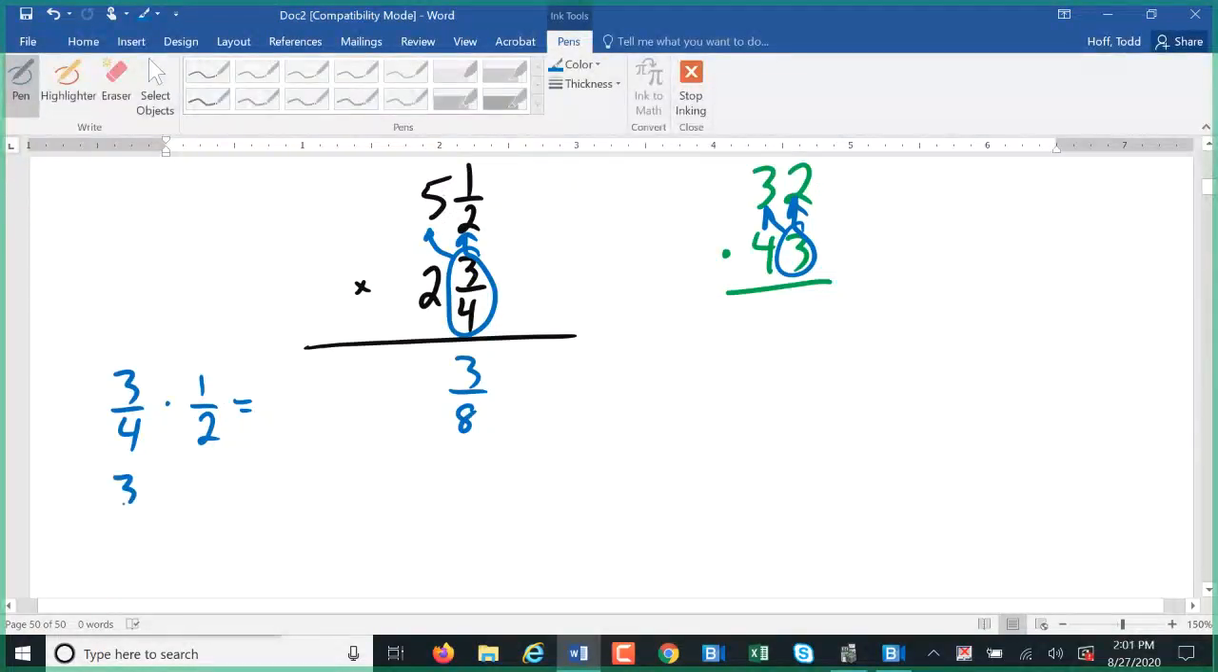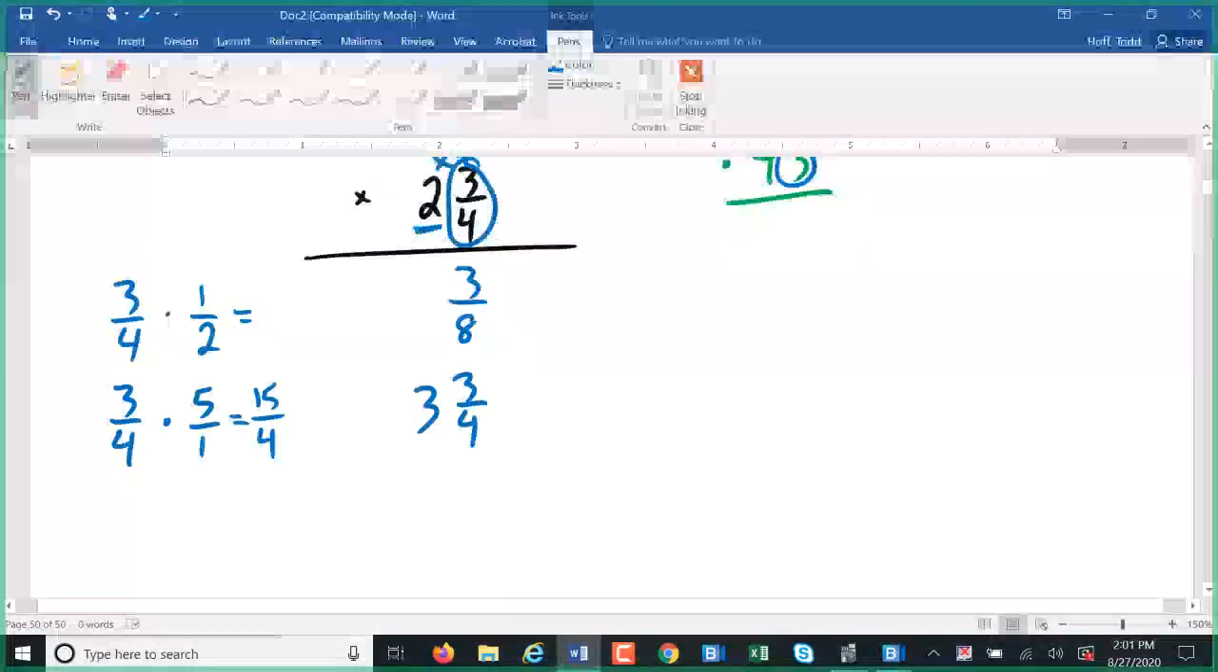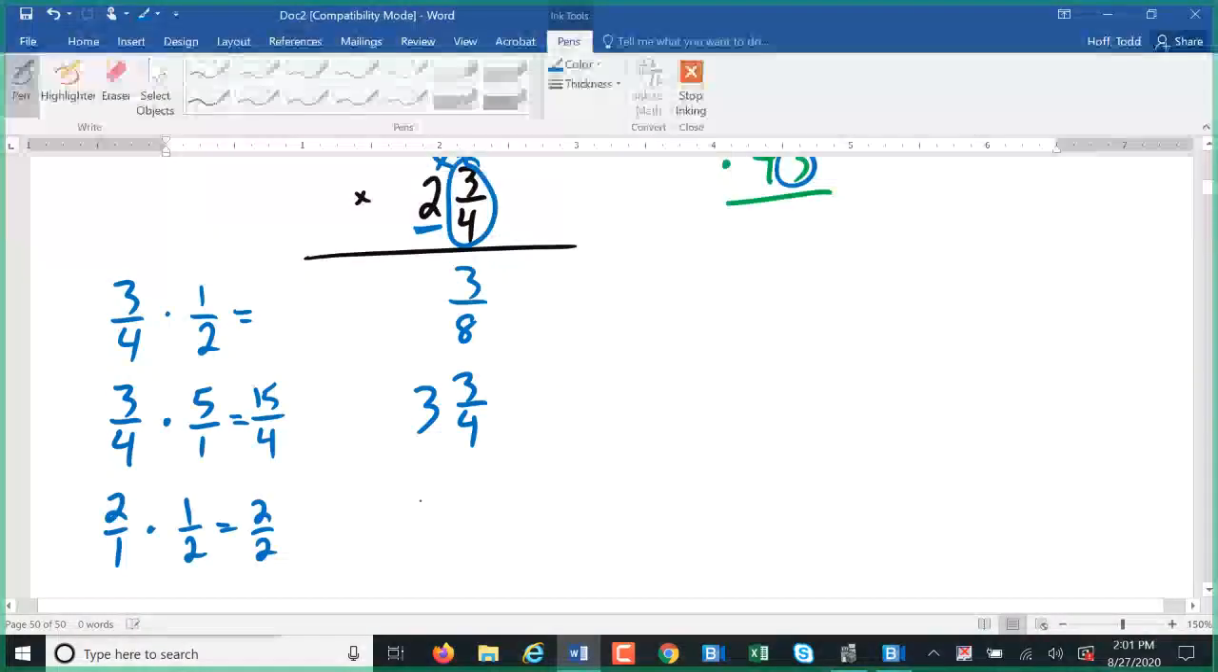3/4 times 5. Well, to multiply a fraction by a whole number, we'll make the whole number into a fraction by just putting it over 1. 3 times 5 is 15. 4 times 1 is 4. That is 3 and 3/4. Now we move over to the 2. 2 times 1/2. Make that 2 over 1, so it's a fraction times 1/2. Well, that's 2 over 2. That's just 2. And then the 2 times 5.